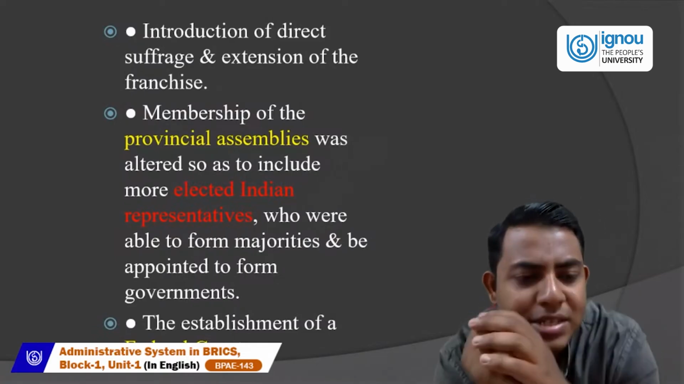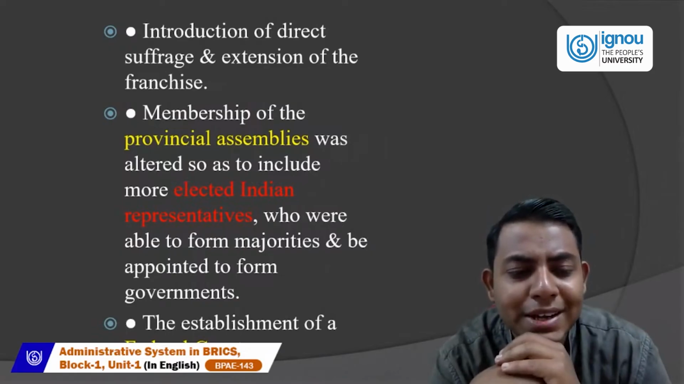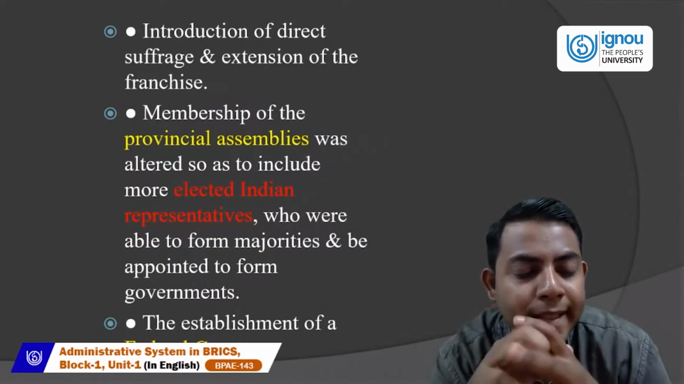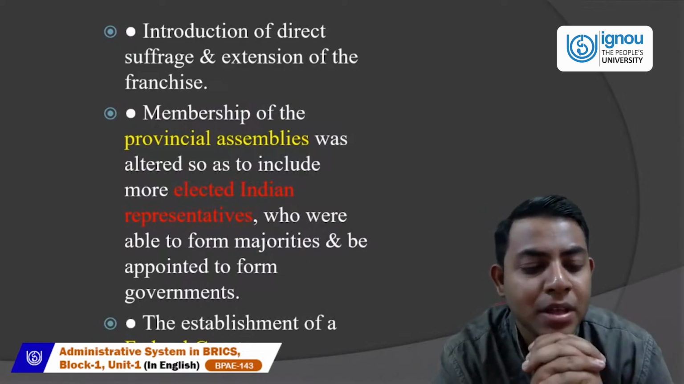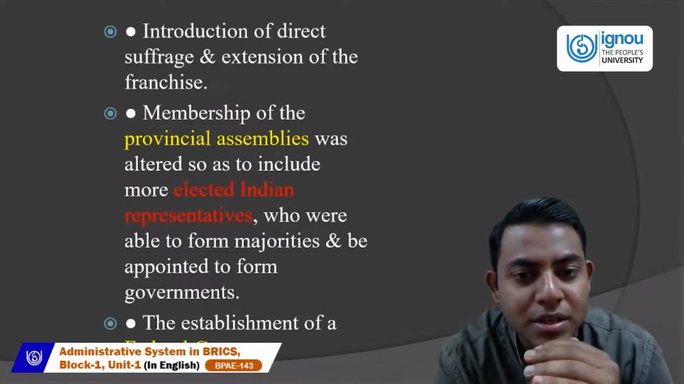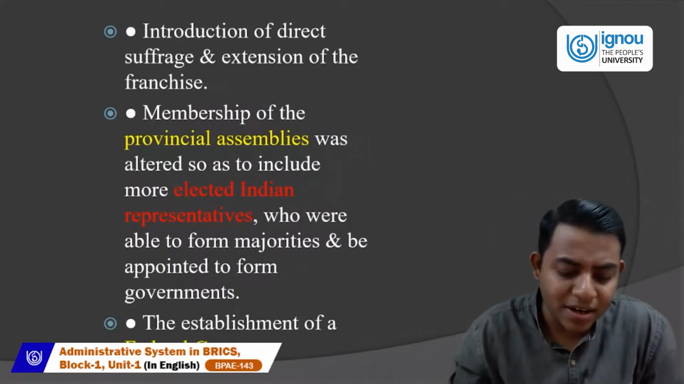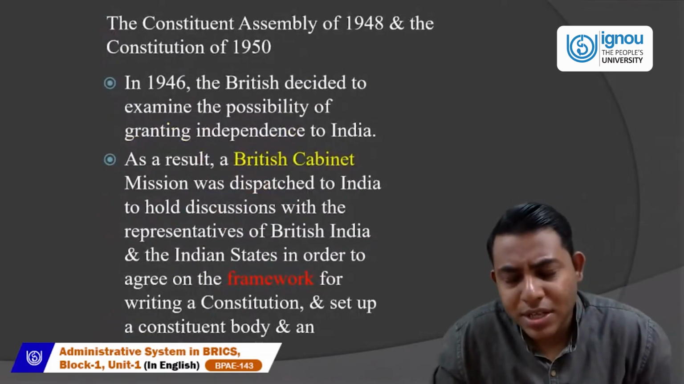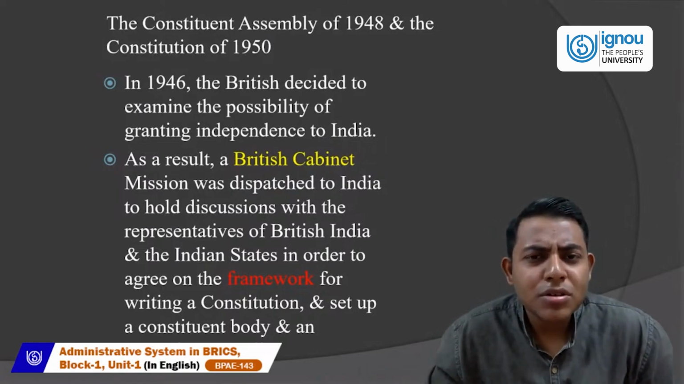Membership of the provincial assemblies was also altered so as to include more elected Indian representatives who were able to form majorities and be appointed to form government. Also, the Government of India Act 1935 established a federal court, which is now known as the Supreme Court. So, let us discuss the Constituent Assembly and also the Constitution of 1950.